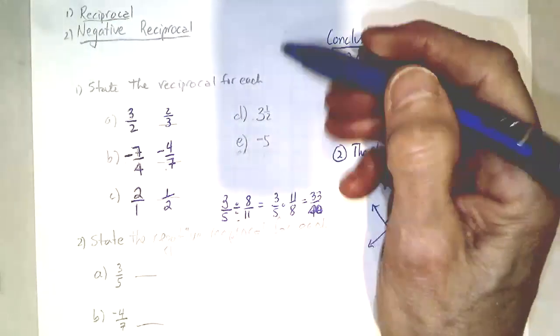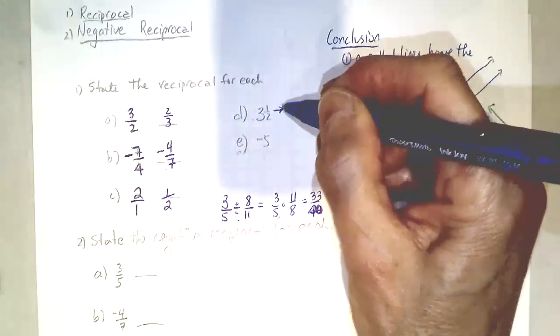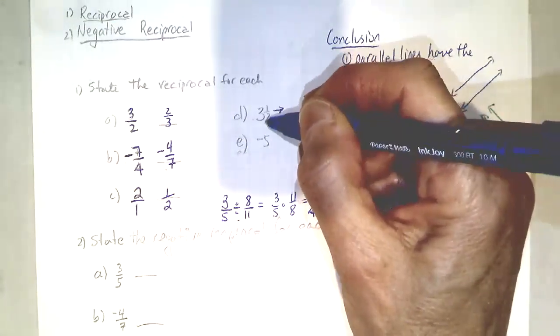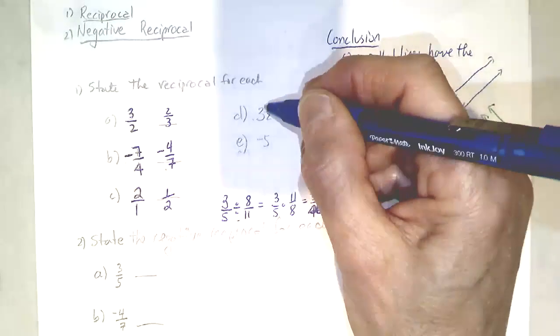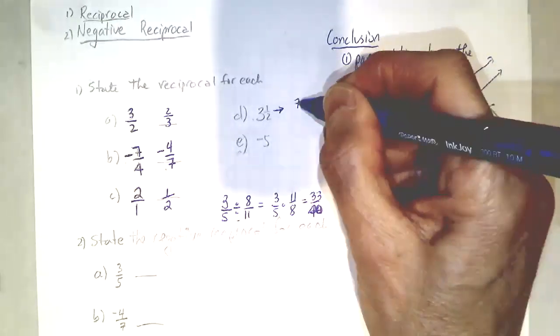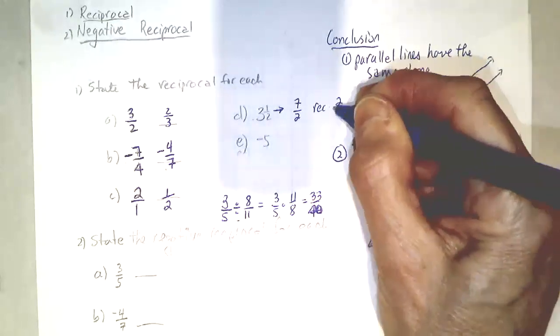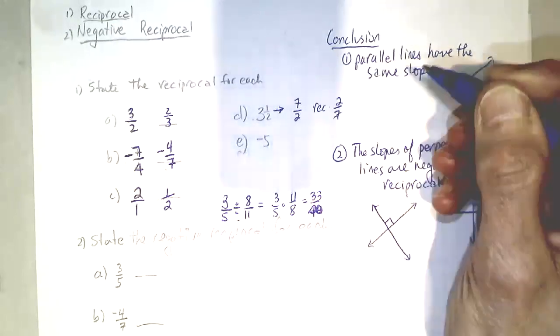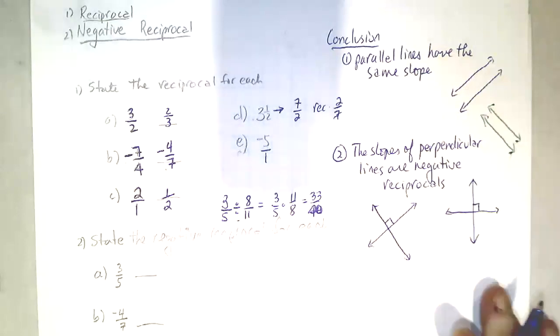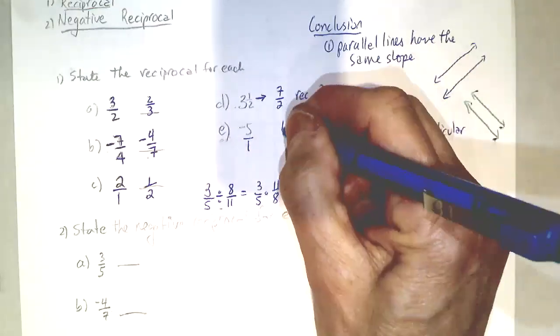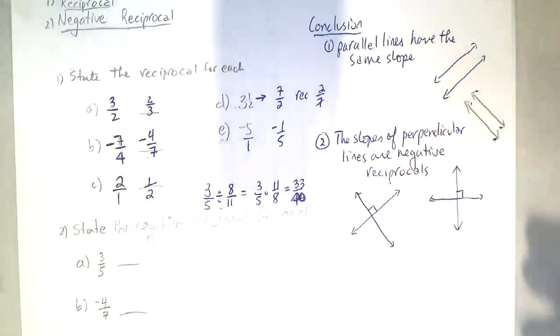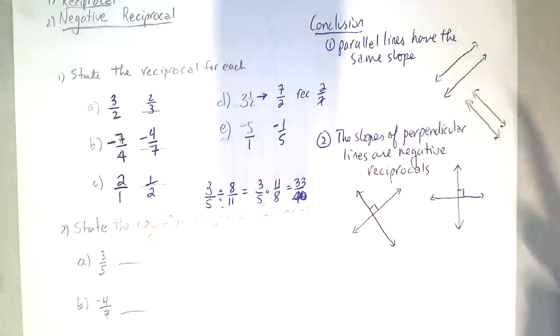3 and 1/2, if I ask you for the reciprocal, well, you can't tell me till you change it to an improper fraction. 3 times 2 is 6. 6 plus 1 makes 7. Oh, now I can tell you the reciprocal. It would be 2/7. So of course, this is review. Remember, -5 is the same thing as -5/1. And so the reciprocal is still a negative fraction, but it's 1/5.